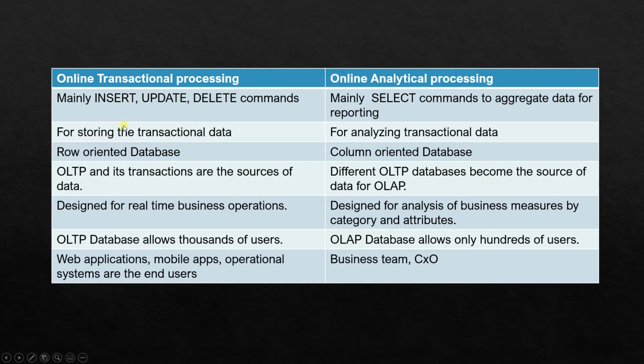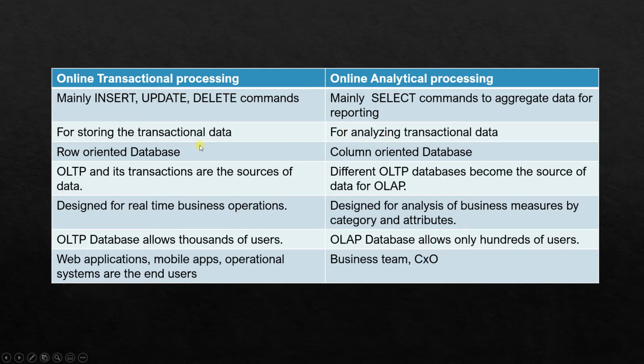Now, OLTP is mainly meant for insert, update, delete commands. You can also perform select operations, but it is mainly meant for insert, update, delete. When you talk about OLAP, it is mainly for select commands to do aggregations, for generating insights from the data. So OLTP is used to store the transactional data, and OLAP is used to analyze the transactional data.